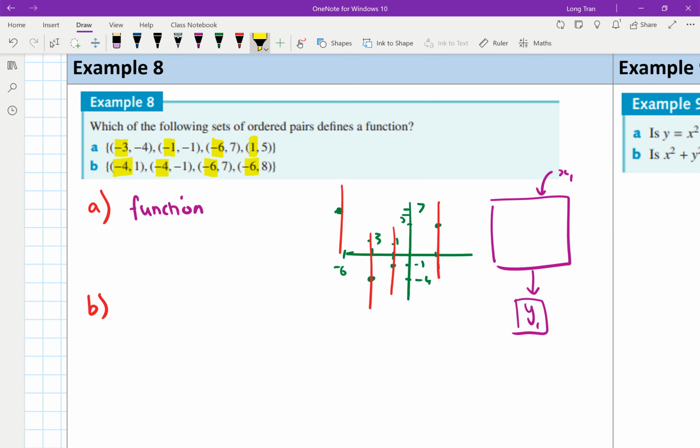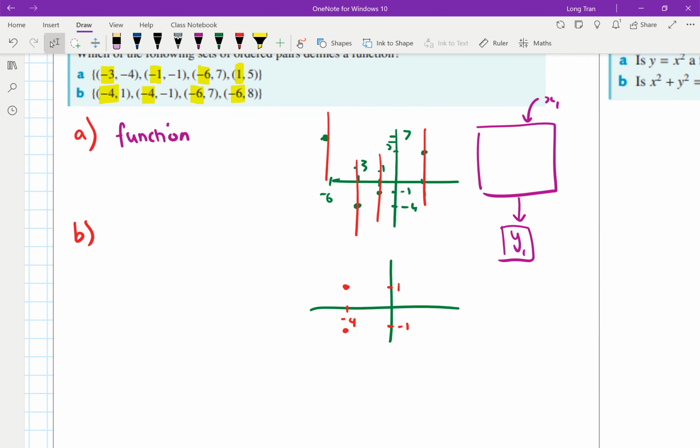So if we were to quickly plot this, okay, you will see my point. When x is -4, the y value can be 1, so it's over here, or it can also be -1, which is here. And that's a problem already, okay? Can you see the problem? Whereas the other one, when it's -6, is going to be 7 and 8. So say 7 is up here and 8's up here. Then you get these 2 points.